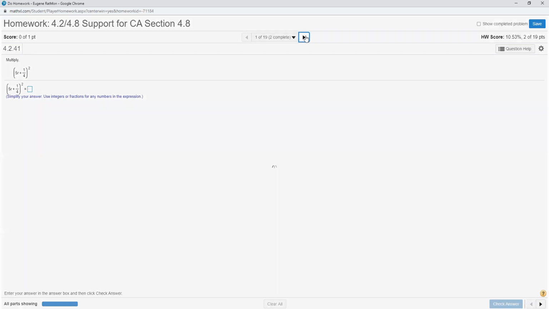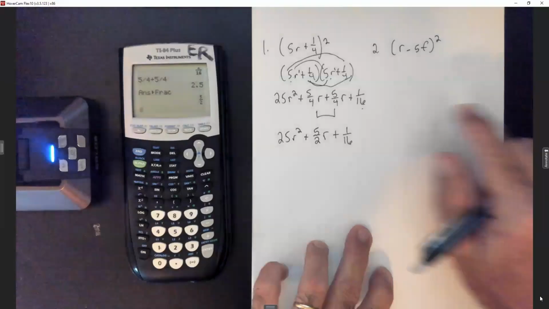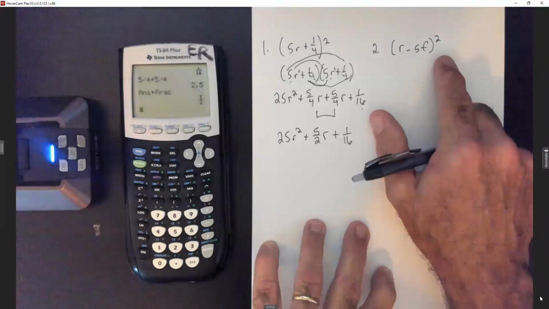So this will be number 2. And this one looks like what? R minus 5f squared. All right, so let's go to the screen. All right, so r minus 5f squared, same thing. I got to write that twice.